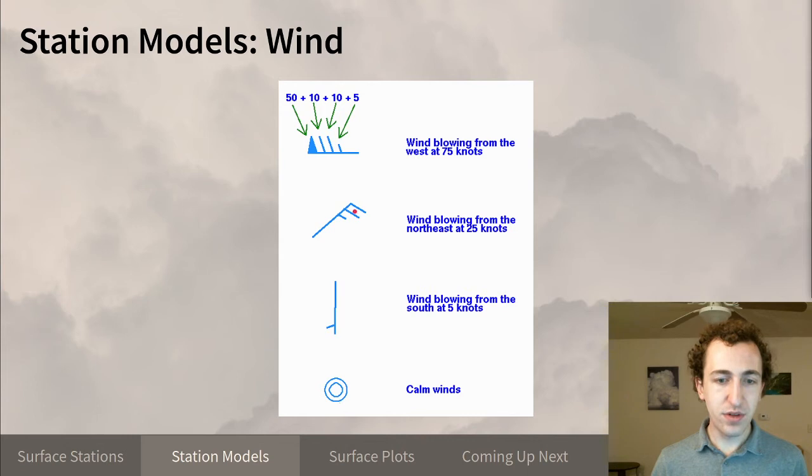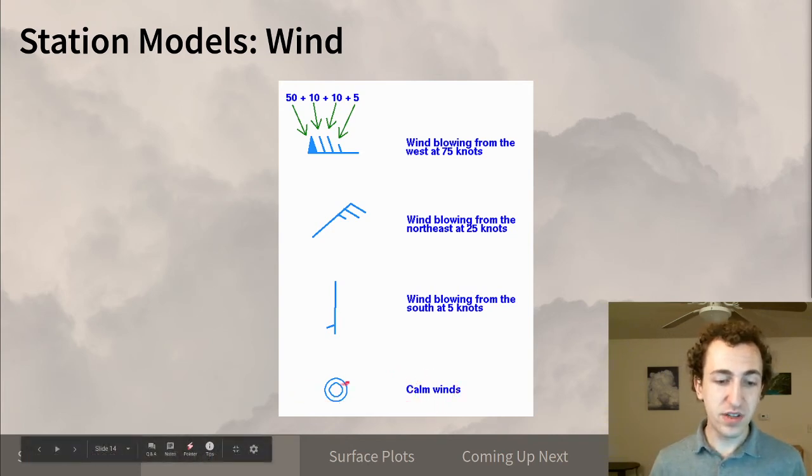Here we have 2 long barbs, 1 short barb, so that means it's 25. Here we just have a short barb, so this is how you know if it's just a short barb, it won't be at the very end. You always have a long one or a flag at the very end. So if there isn't one at the very end and you just have the little short one, that means it's 5. And if it's closer to 0 than it is to 5 when you round, that's considered calm winds. So we just get this double circle instead.